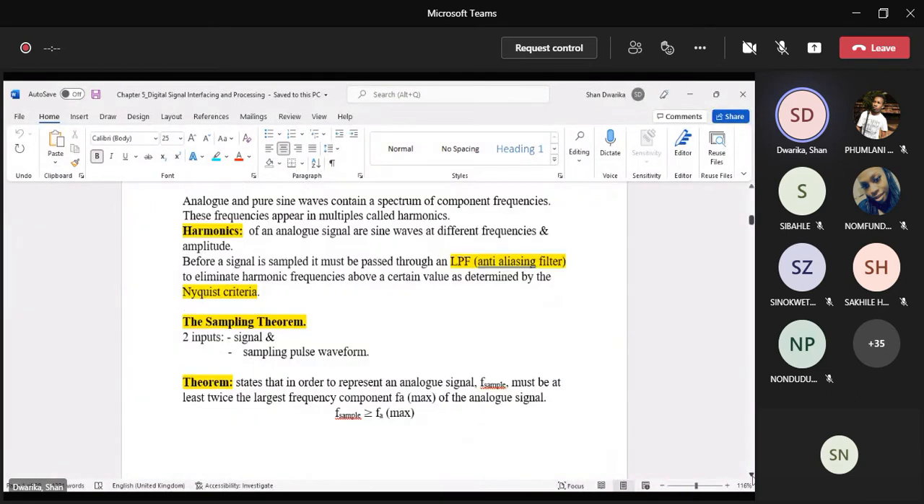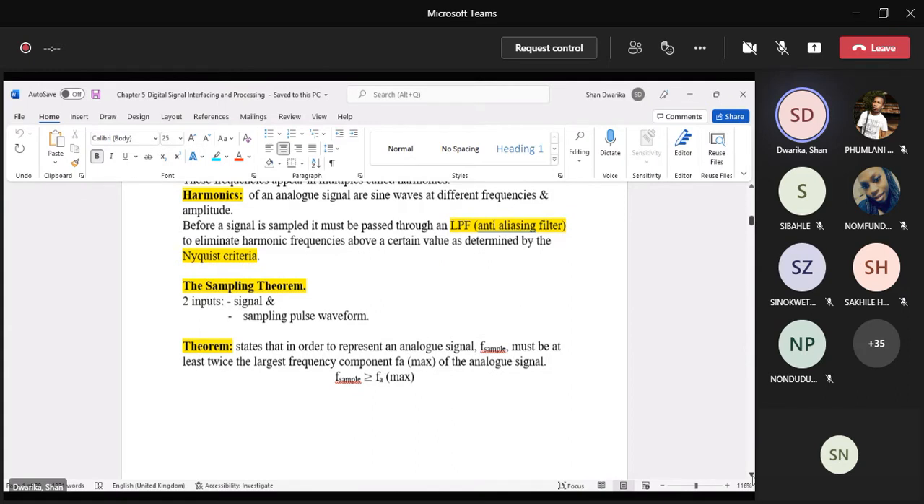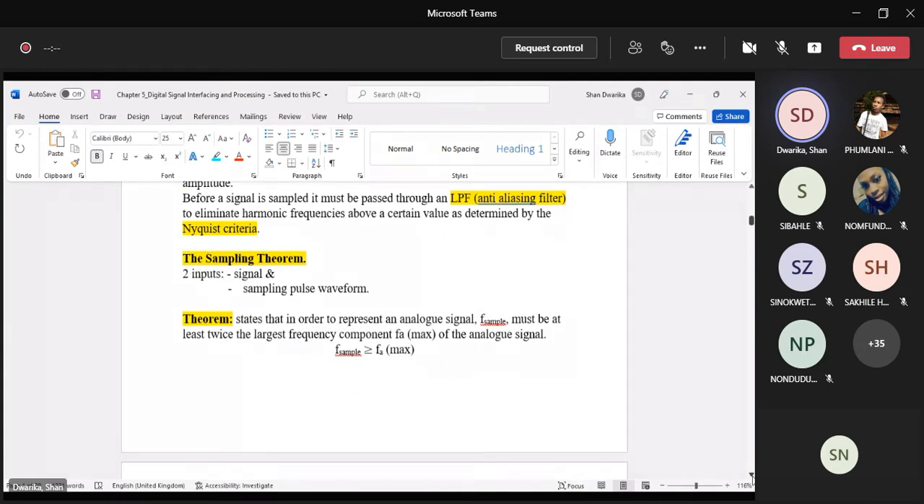Before a signal is sampled, it must be passed through a low-pass filter, an anti-aliasing filter, to eliminate harmonic frequencies above a certain value as determined by the Nyquist criteria. The filter is used to eliminate any noise or harmonics, right? And the sampling theorem that we use is determined by the Nyquist criteria. I'm sure you have done this Nyquist criteria in Electronics 102. The sampling theorem has two inputs. One is a signal, and the other is a sampling pulse waveform.